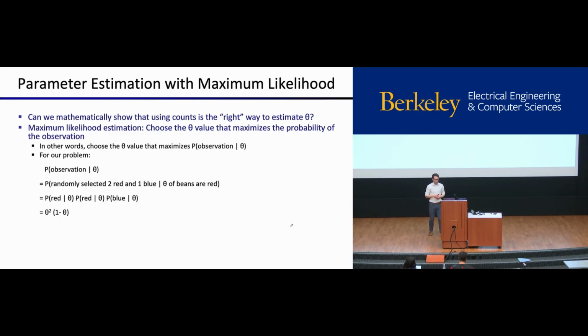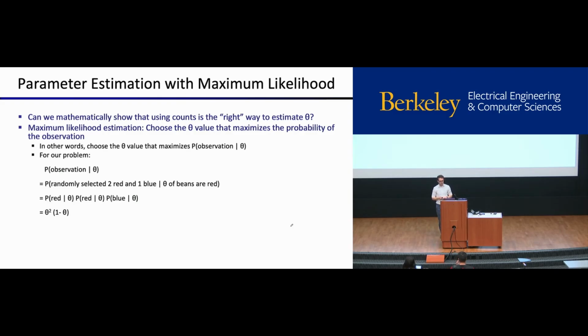Okay? So this is the probability, we can compute this, right? It's the probability that I see red given theta times the probability of red given theta times the probability of blue given theta. We can assume that there are enough beans that we don't have to think about replacement or sampling without replacement. So let's just say that pulling a bean out of the jar doesn't affect the total probabilities.